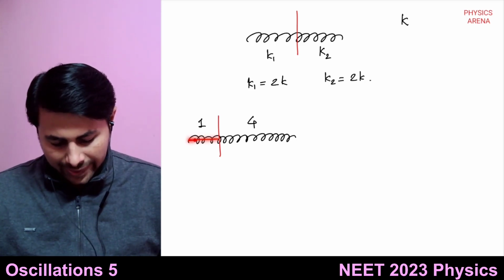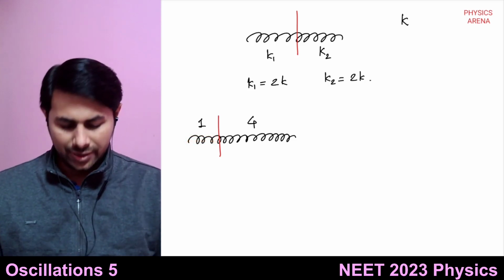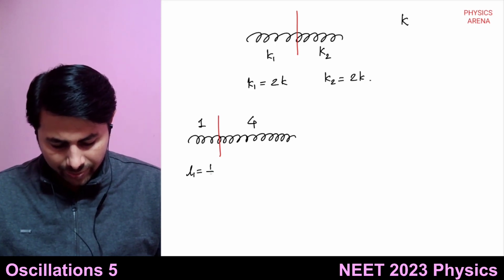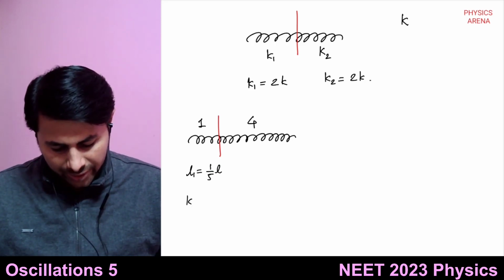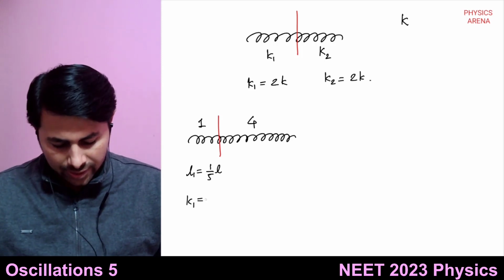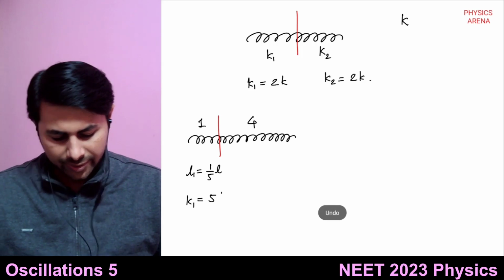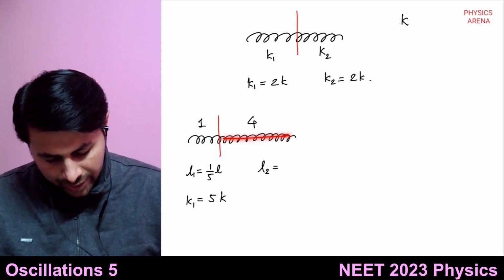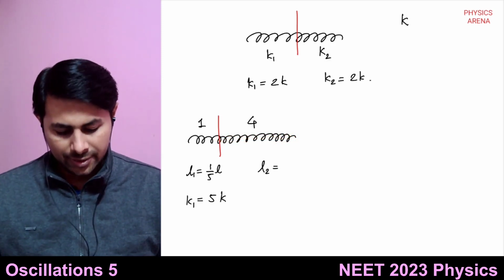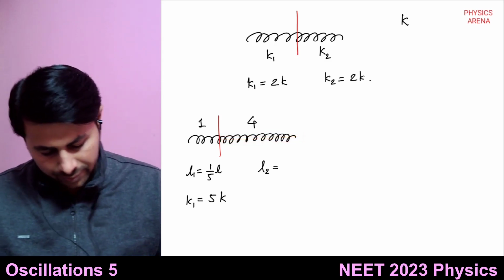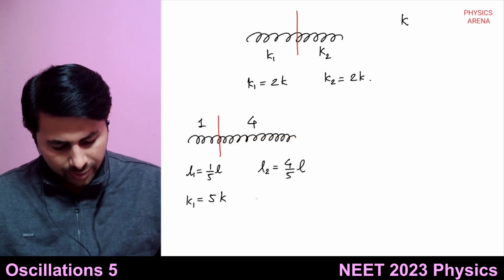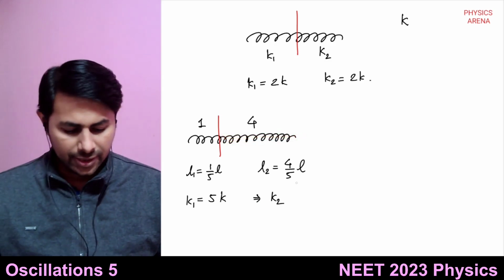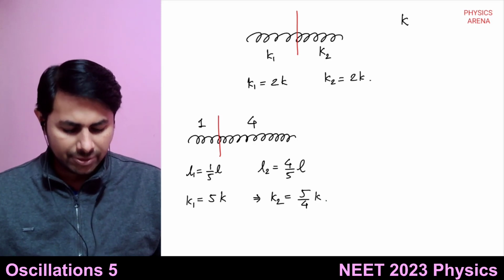So the length of this part is 1/5. Okay. So length of L1 equals what? L1 equals 1/5 of L. Therefore K1, it's inversely proportional, is equal to 5 times K. Okay. And L2 is how much? It is 4/5, right? It is 4/5 of the total length. So this implies that the spring constant of this part is equal to what? 5 by 4 times K.